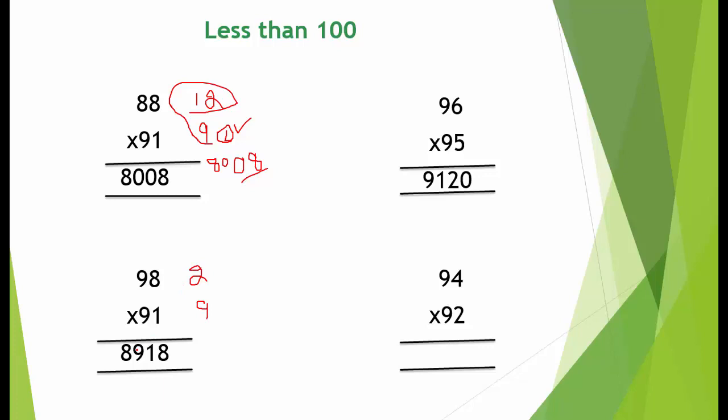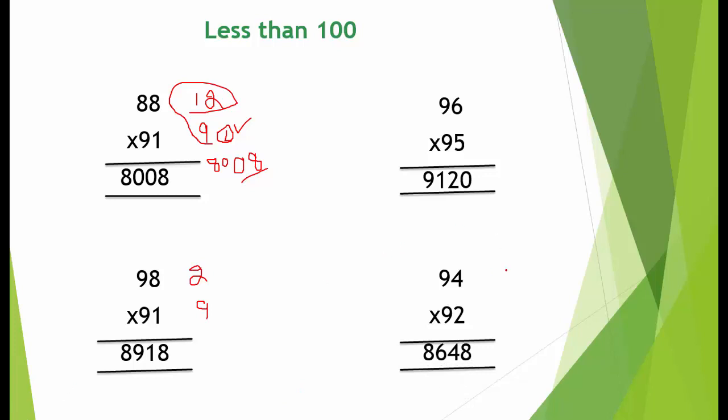Now let's make the last question. 94 into 92. This is 6 and this is 8. So 48. 6 and 8, 48. And 94 minus 8, that is 86. So 8648. 8648 will be the answer.